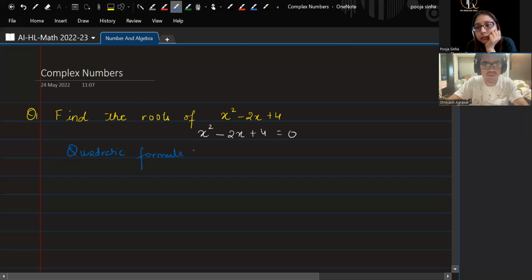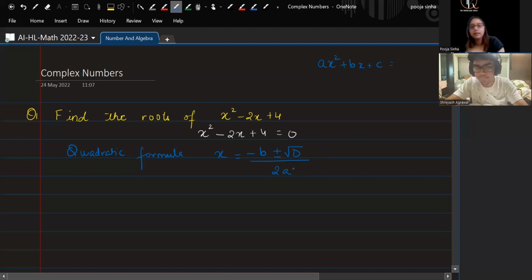Are you talking about ax square plus bx plus c equals 0? That is the standard form of a quadratic equation. The quadratic formula was x is equal to minus b plus minus the square root of b square minus 4ac, all over 2a. Okay. Yeah. So in this case, we have to find out.